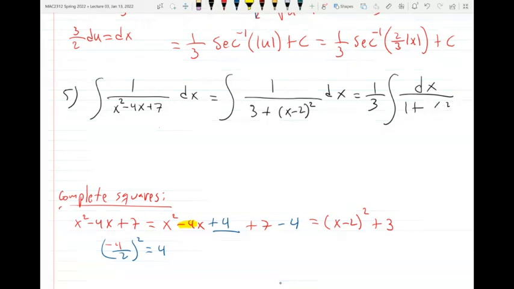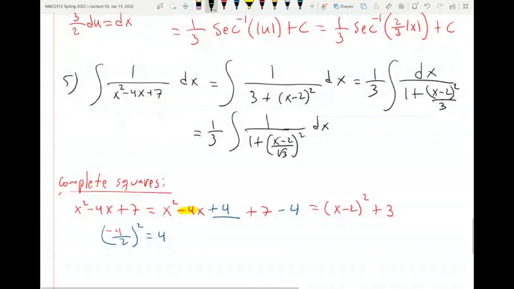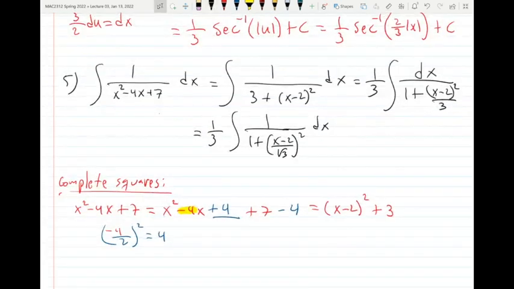Let's see, I see too many non-believing eyes, so let me draw the step. So as x minus 2 squared over 3. Do you understand this? After you factor the 3. Now let's write it as something squared. So that would be 1 over 1 plus x minus 2 over the square root of 3, all of that squared. We have been doing this for some time now in the previous 4 problems. So you should be comfortable with this now. And this is our substitution, right?